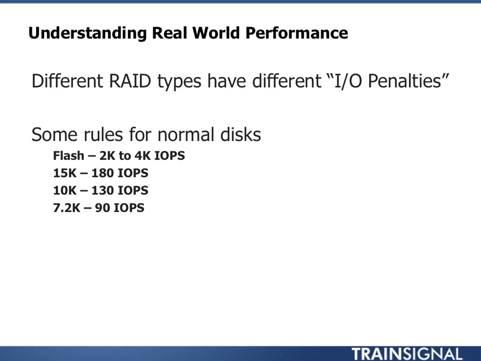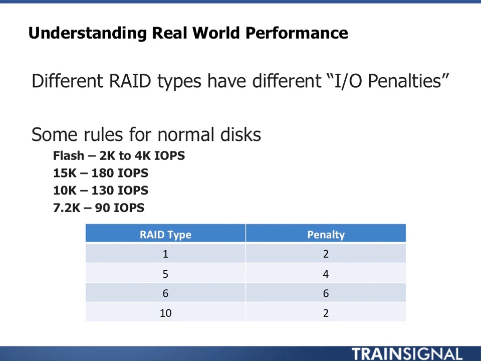So, 7200, 90 IOPS, 10K, 130 IOPS, 15K, 180, and Flash is kind of this mystery. Flash continues to evolve. I usually say 2K to 4K. It depends on several things. Many flash drives do more higher IOPS reading than they do writing. It depends on MLC, SLC, and some other stuff. It also depends on the implementation, and things are getting better. Right now, I say 2K to 4K. Just know they're really fast. How about that? But that's probably about close enough.